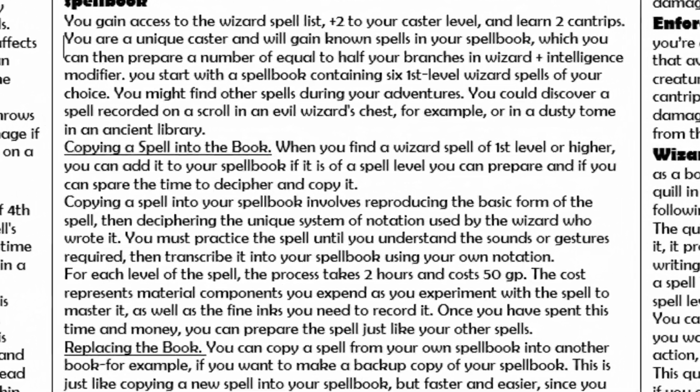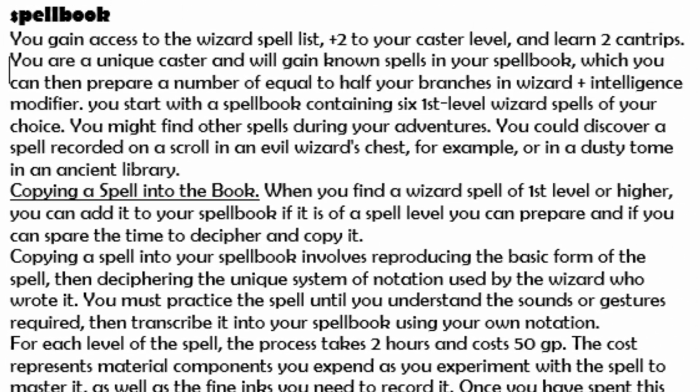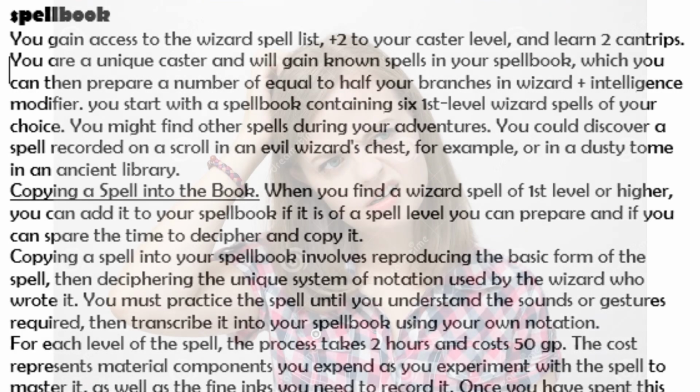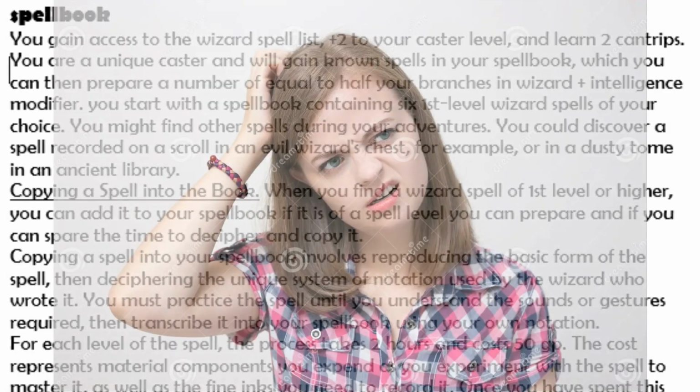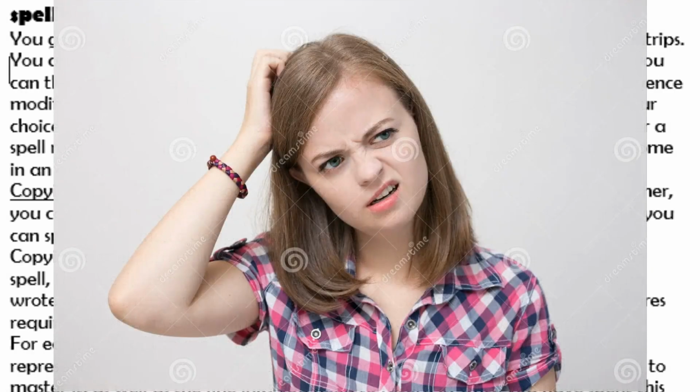Again, we don't get the starting benefits for wizard since it was not our main class, but we do get spellbook, which says that you gain access to the wizard spell list, plus 2 to your caster level, and learn 2 cantrips. You are a unique caster and will gain known spells in your spellbook, which you can then prepare a number of equal to half your nodes in wizard, plus your intelligence modifier. You start with a spellbook containing 6 first-level wizard spells of your choice. And the rest of this feature explains how to craft new spellbooks and copy spells into that book. But I'll explain it in more detail when I actually do the wizard class guide.